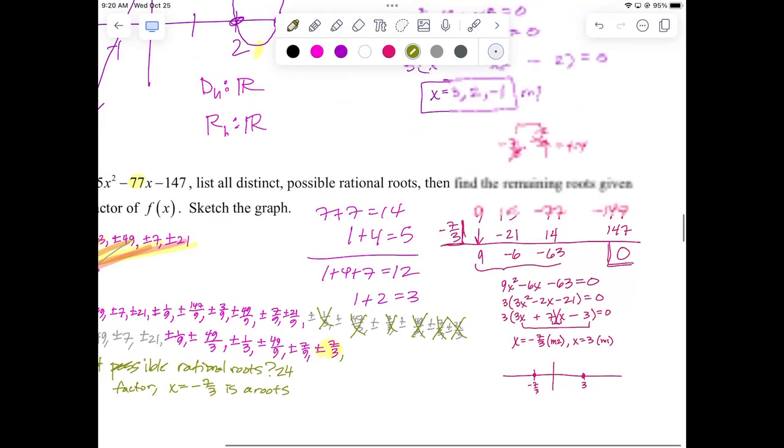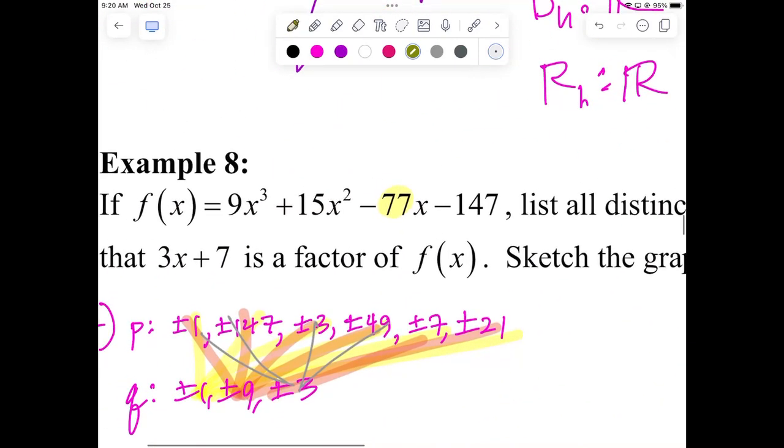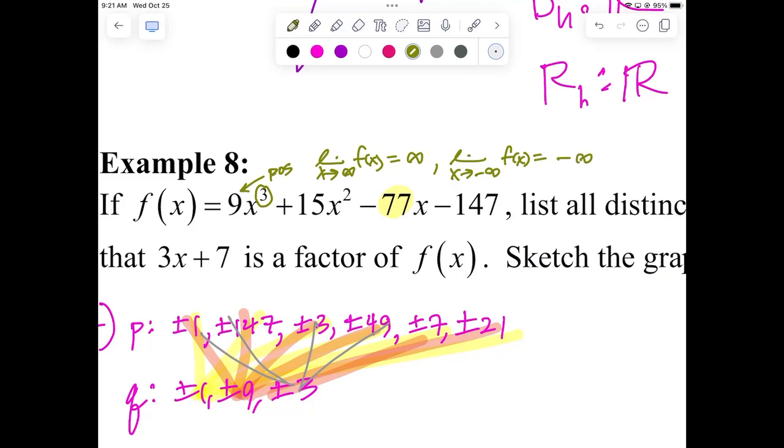No, I'll pick green. I need to know which way I'm coming in. The leading coefficient is positive, so the right-hand behavior is what? What's the limit as x goes to infinity of f of x? Infinity. Therefore, what should be the limit as x goes to negative infinity of f of x? Seeing that it's an odd degree, it should be the opposite, negative infinity. So it comes in from the bottom.